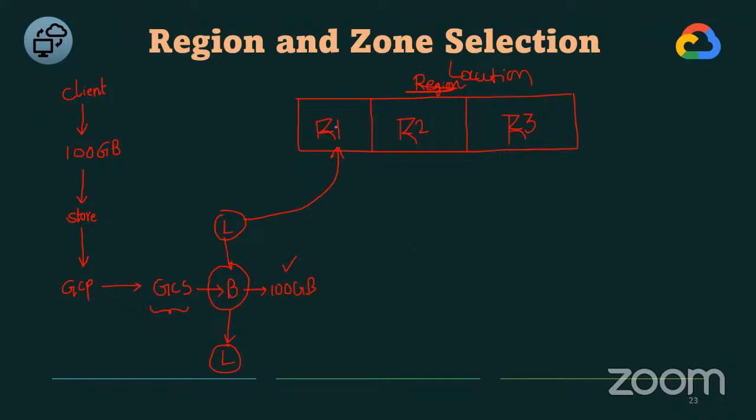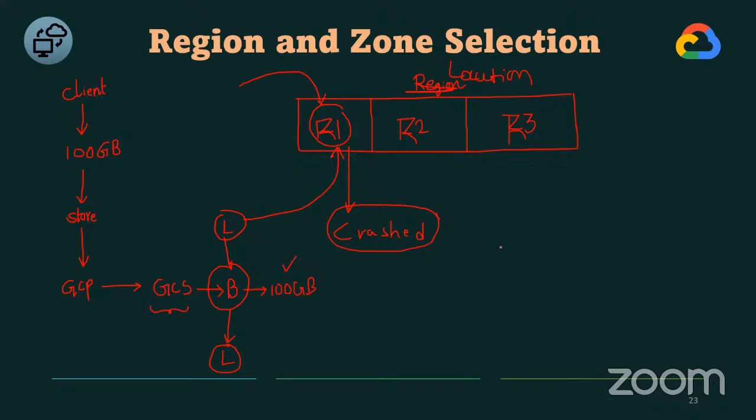When you select a single region, what happens is that due to some abnormal activities, maybe some earthquake or tsunami happened in this particular region. Sometimes we do not know what happens in our future. So we have stored some 100 GB of data inside a bucket. And while selecting the location, we selected a single region, that is region 1. Due to some abnormal activity or some earthquake, this entire region 1 is crashed, guys.